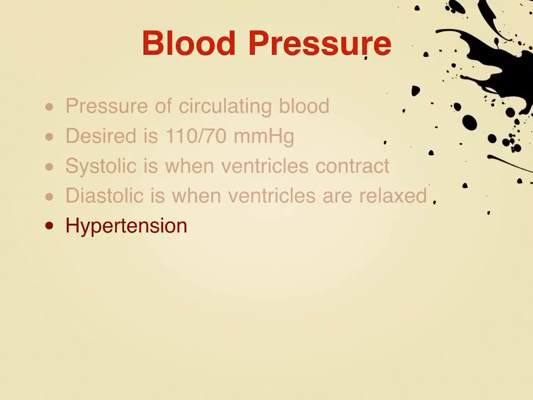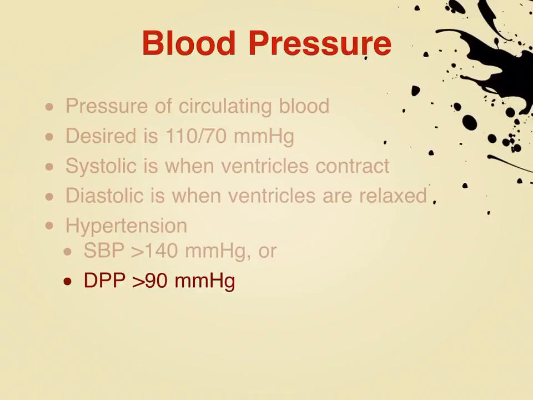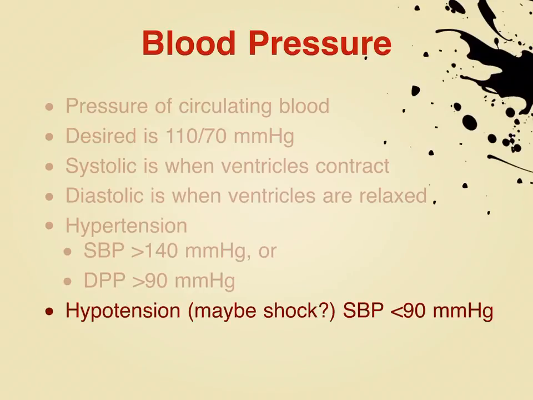Hypertension is anytime that we measure something greater than 140/90. Now, when we take a blood pressure, it's just one measure. Typically, to be diagnosed with hypertension, you have to have multiple readings of greater than 140/90, or either one of those could be high. Now, when we go the other way and we say somebody is hypotensive or maybe going into shock, we typically think of that as a systolic blood pressure of less than 90.